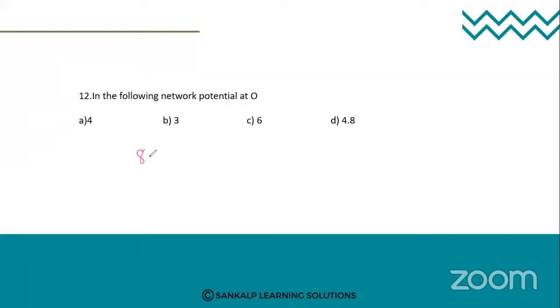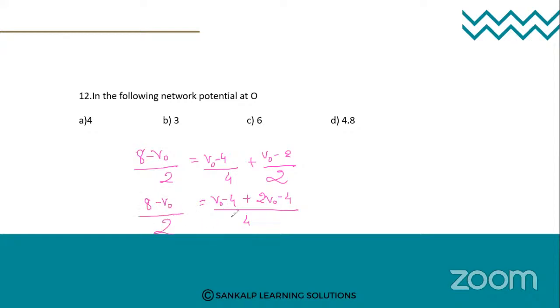Okay, so we got (8 minus V naught) upon 2, which is equal to (V naught minus 4) upon 4 plus (V naught minus 2) upon 2. So here on this side, the LCM will be 4. So 4 means here it will be V naught minus 4 plus 2 into the bracket, this one. So it is 2 V naught minus 4, 2 twos are 4. And here it will be 4. And here this side it is (8 minus V naught) upon 2. So this we can cancel, 2 ones are 2, 2 twos are 4. Now we can cross multiply this 2 on the other side.